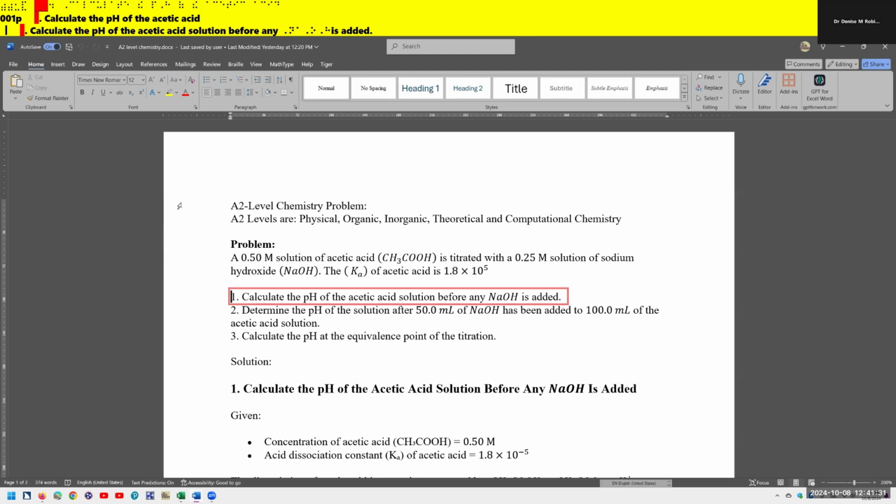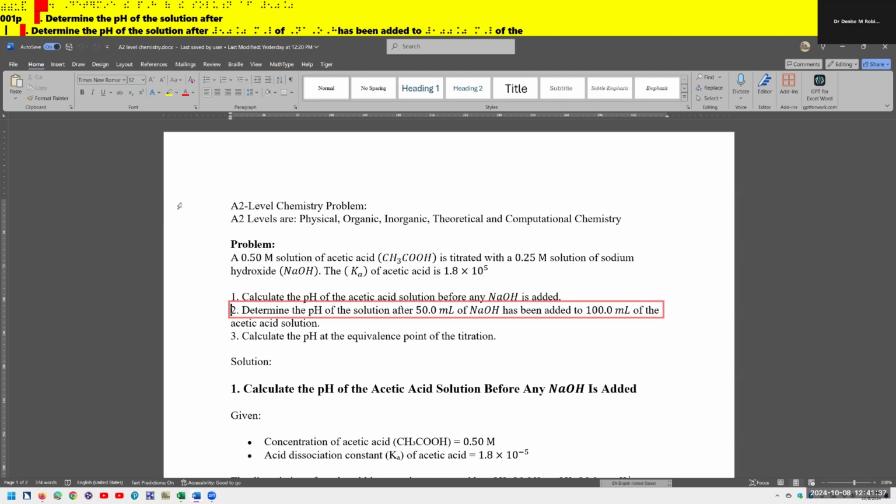1. Calculate the pH of the acetic acid solution before any NaOH is added. 2. Determine the pH of the solution after 50.0 mL of NaOH has been added to 100.0 mL of the acetic acid solution.